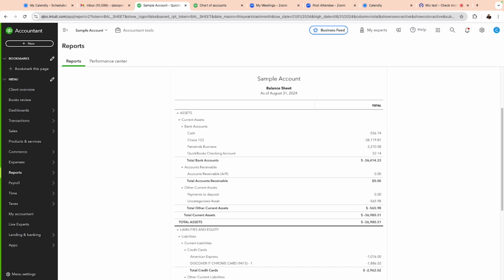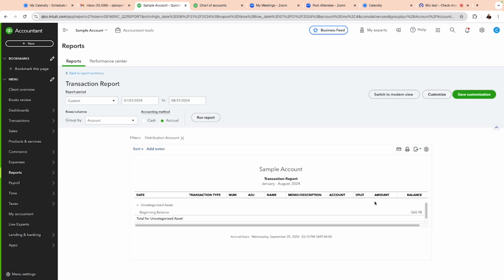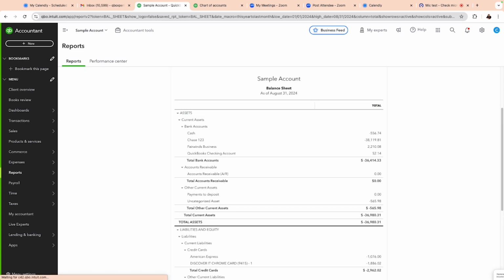Oh, uncategorized assets. See, it's a negative amount. It means that something was categorized incorrectly. If you click, you're going to be able to see it. And of course, this is a beginning balance. So I would have to take a look at the account register and locate this transaction and fix it.